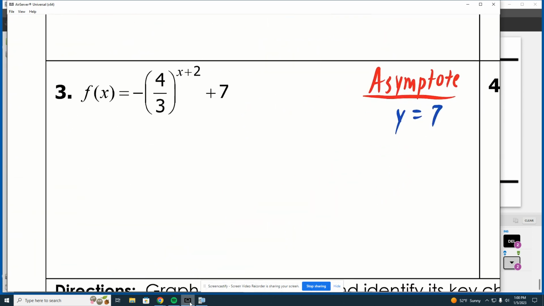Look at the next problem. Find your exponent and its base. What is the parent function for this problem? 4/3 to the x power. Is that growth or decay? That's growth, right? 4/3. Don't let the fraction trick you. Still greater than 1. Okay? Anything that's not 4/3 to the x power represents a transformation. So what's that first thing we see? That negative out front is going to reflect over the x-axis.